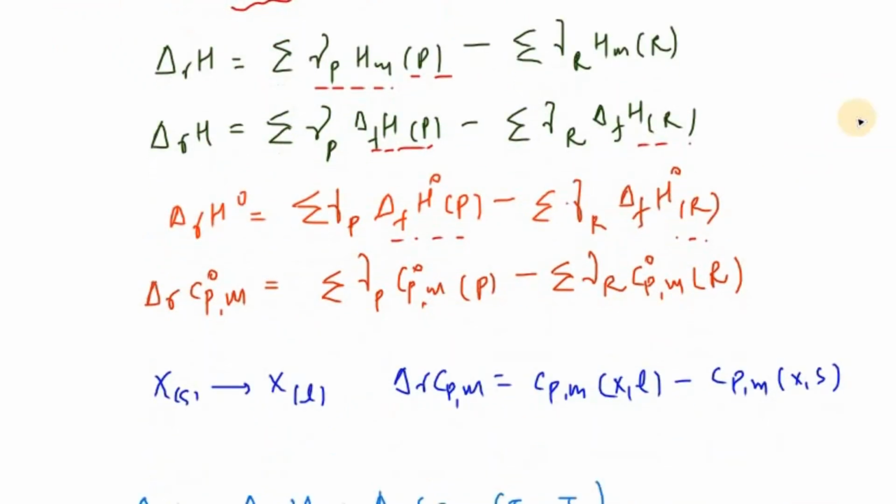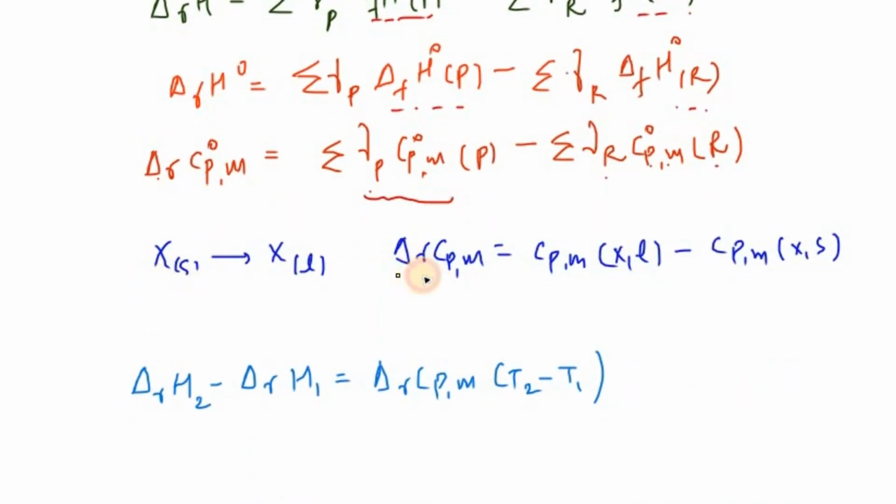Now when it comes to delta R Cpm naught, it is again the summation of product stoichiometric coefficient into their Cpm at standard condition, minus the summation of stoichiometric coefficient of reactant times Cpm of reactant. Like if we talk about this reaction, what is the delta R of Cpm? The molar heat capacity at constant pressure equals the Cpm of X in solid or liquid state, that is reactant 1, and that is product 1. So here we are assuming the product and here it is a reactant. So that's how we do it.